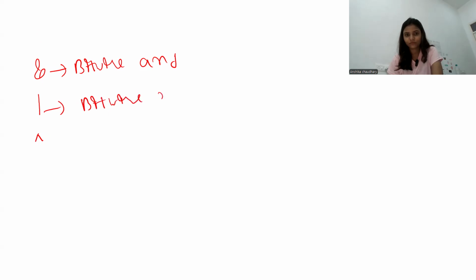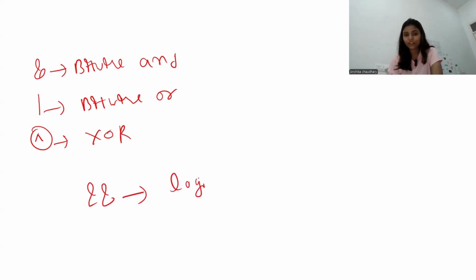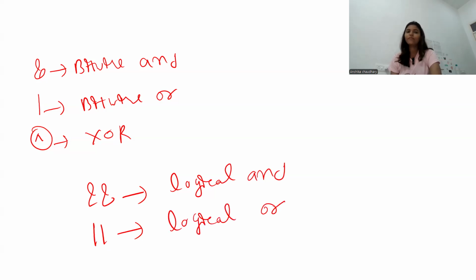If it is like this, and like this, and like this, then this is bitwise AND, this is bitwise OR, and this is XOR. Most of you consider it a power operator, but no, this is the XOR operator. Now let me discuss the logical operators. If it is a double sign, then it is considered logical, and I will tell you the difference between these as well. If it is like this symbol, then it is logical OR.